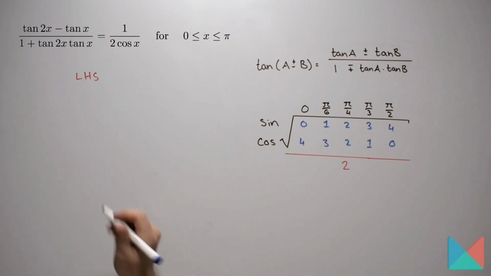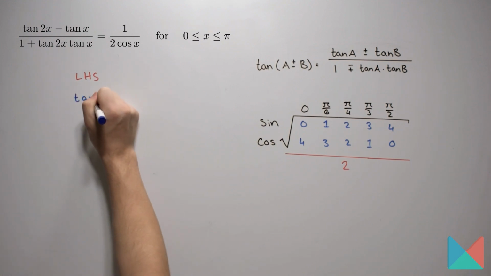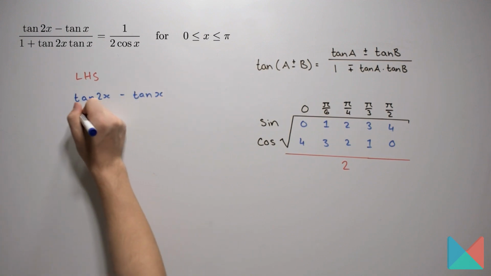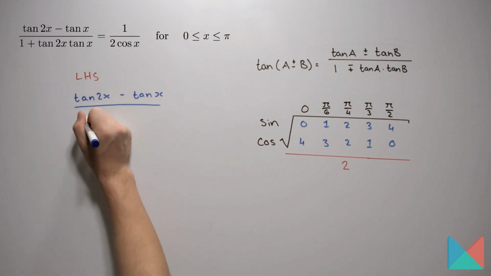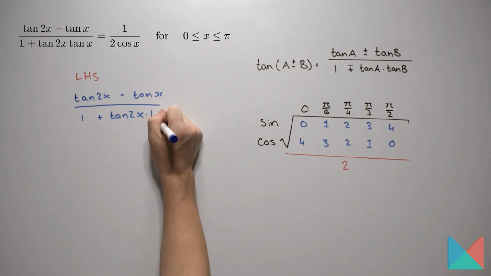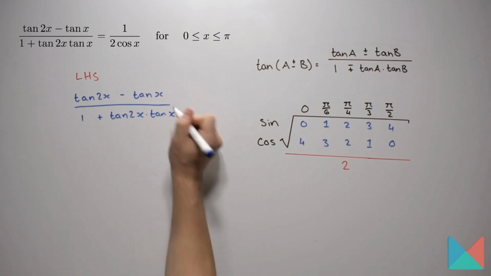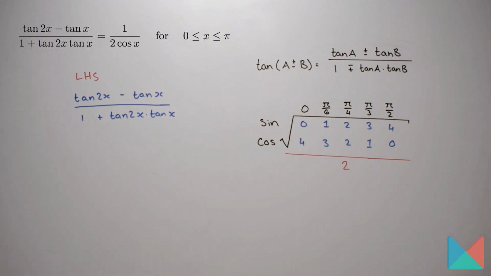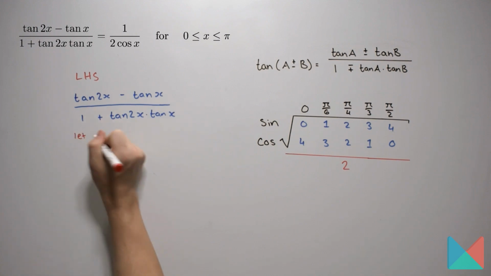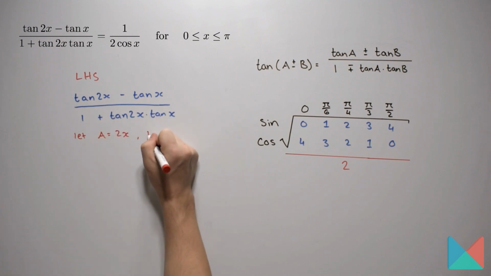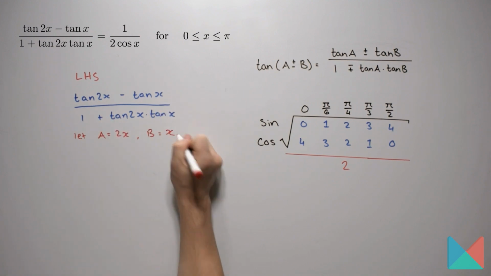So rewriting the left-hand side of our expression, we're going to have tan of 2x, take tan of x, divided by 1 plus tan 2x times tan of x. Now you can see that this looks awfully like one of our angle sum or difference identities for tangent. And so what we're going to do is make a dummy variable, and we're going to let a equal 2x, one of these angles, and b equal x, our other angle.